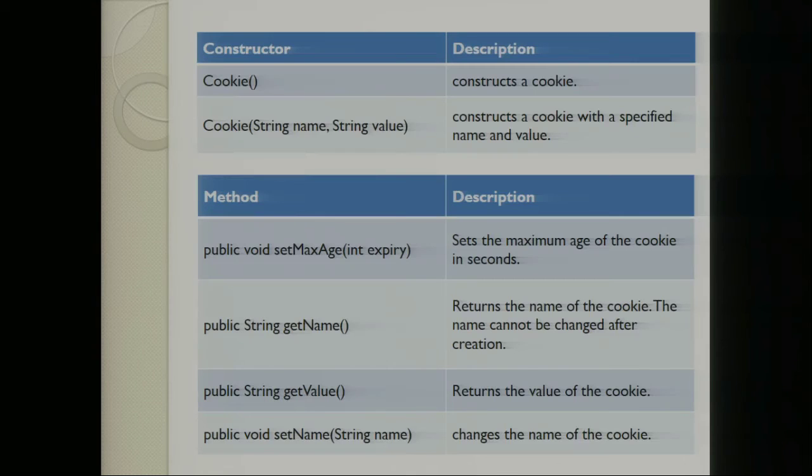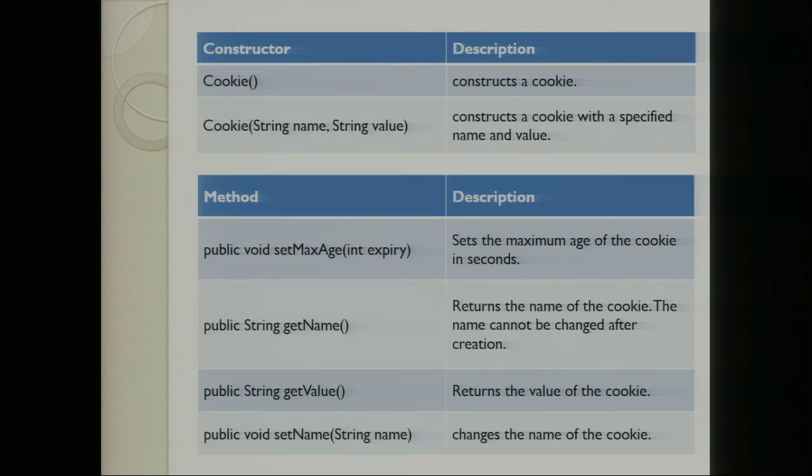Then we will discuss some of the constructors and methods which are specified for the cookies. So the first one is the constructor, Cookie itself. The Cookie constructor constructs a cookie with no parameter list. It just creates a cookie. And another one is Cookie(String name, String value). This constructor constructs a cookie with a specified name and specified value of type string.